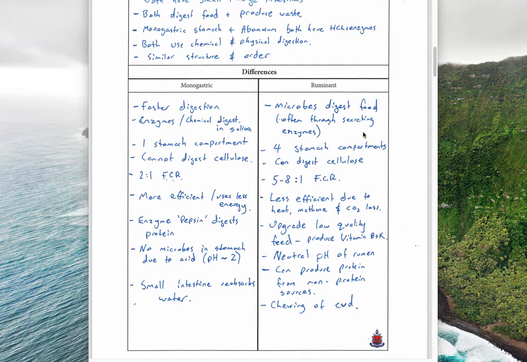The difference in the function of the ruminant is that microbes digest the food, often through secreting enzymes which do the actual breaking down, but the microbes reabsorb or eat the remains of that process.